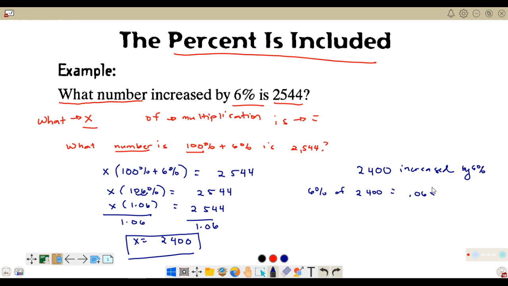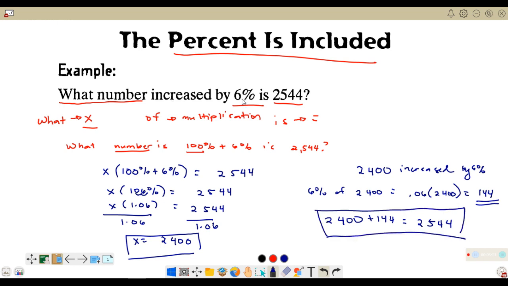times, or let's use parenthesis para hindi confusing. It is equal to 144. And if you add this 6% to 2,400, you should end up with 2,544 daw. So we have 2,400 plus 144 is equal to 2,544. So tama naman siya. So here, you have to take note that 6% is already included in our given number, 2,544. So you have to use the other 100%, or you are actually looking for the original number before it was increased. Okay?